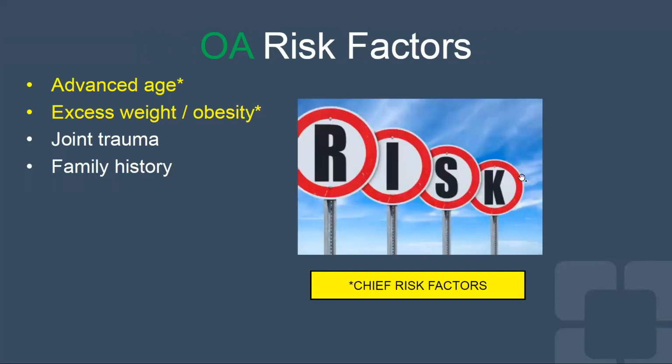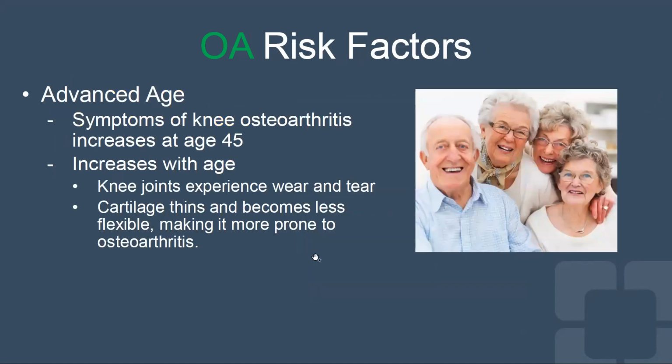So risk factors, biggest two: advanced age, and then excess weight and obesity. Other risk factors include joint trauma and then family history. So with advanced age, symptoms of knee arthritis increase at the age of 45 and beyond. Obviously, it increases with age, so knee joints experience wear and tear, and cartilage thins and becomes less flexible, making it more prone to arthritis over time.